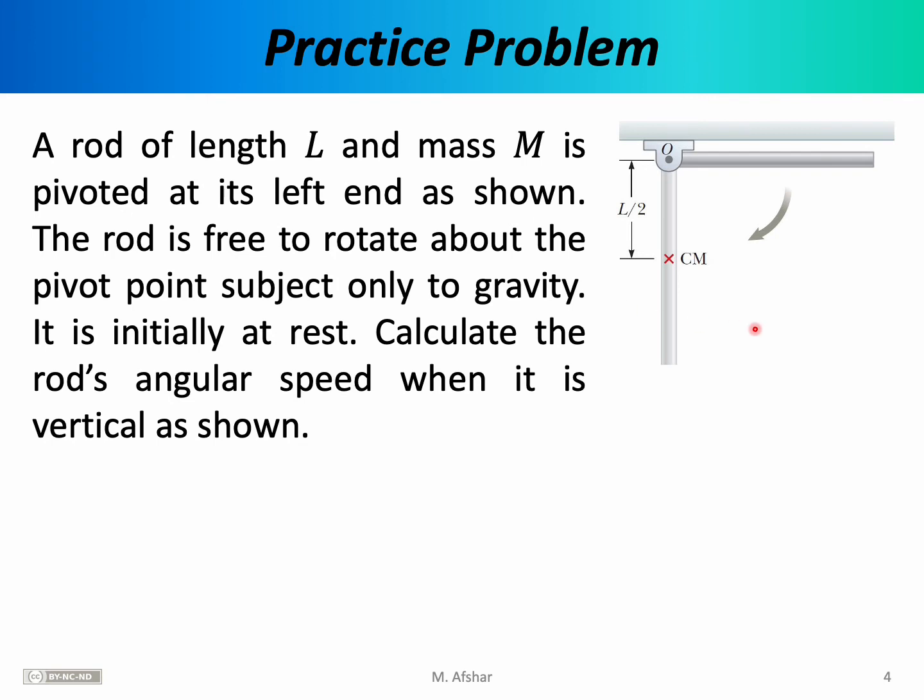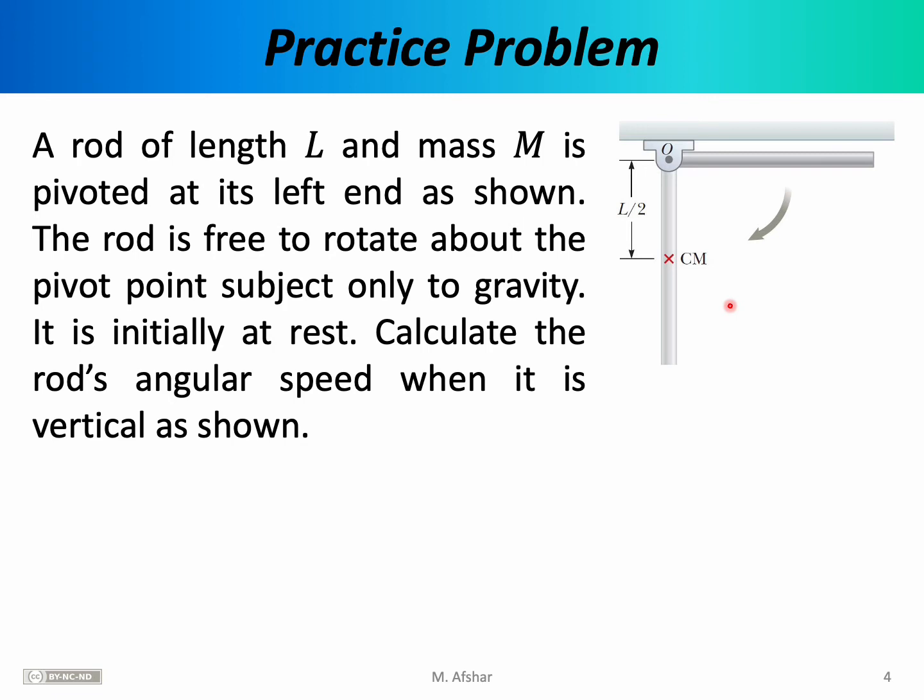In that lecture, we actually calculated the angular acceleration of this rod, and we found that the angular acceleration of the rod is not constant. Since the angular acceleration of this rod is not constant, we cannot use the kinematic equations to find its final angular speed. So the second strategy for finding speed is to use conservation of energy, and that's exactly what we'll do here.